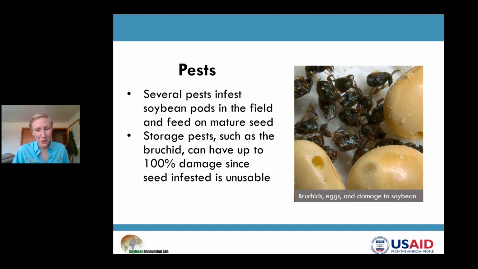And then you see that circle in the seed on the bottom left, that is how the bruchid escapes the seed. If conditions are conducive for it, it's going to keep having multiple generations in storage, which can lead to up to 100% damage. If there is evidence of infestation, even if it hasn't damaged all of your seed, this seed is unfit for distribution and consumption. All right, next slide, please.